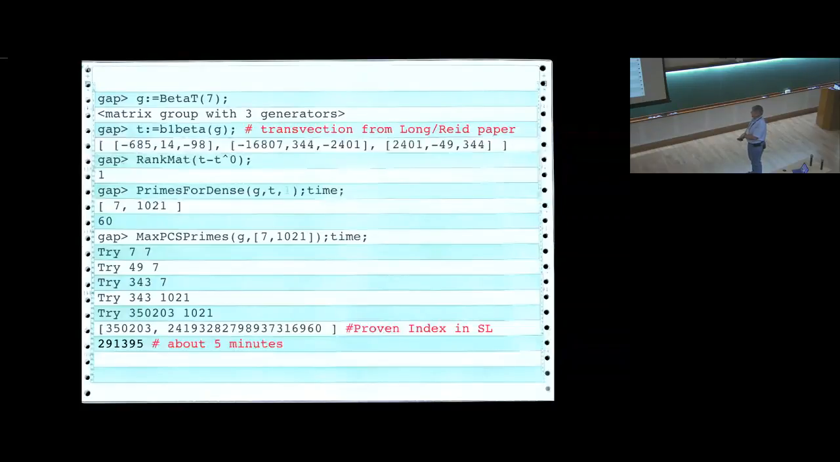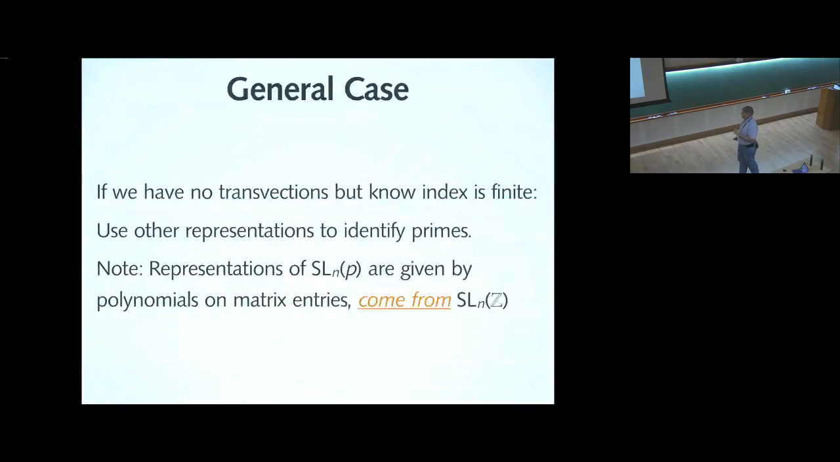So, that's how I can calculate these indices if I have a transvection. Now, if I do not have a transvection, but I know from an oracle that the index is finite, then I will look also at different dimensions of representations. What I can use there, and this is specific to SL, is that representations of SL_n are polynomial. They're given by polynomials on the matrix entries, and therefore they come from SL_n(Z).